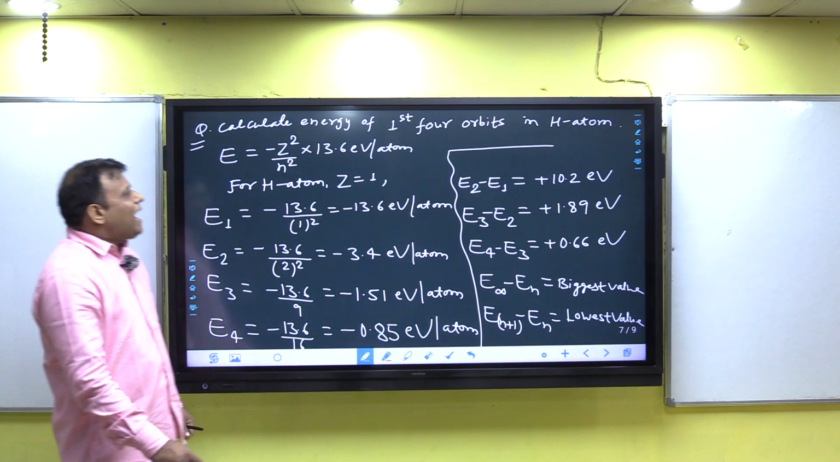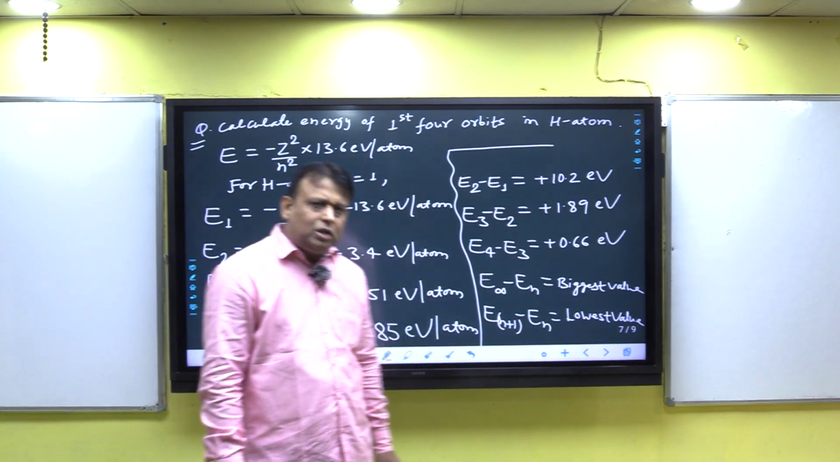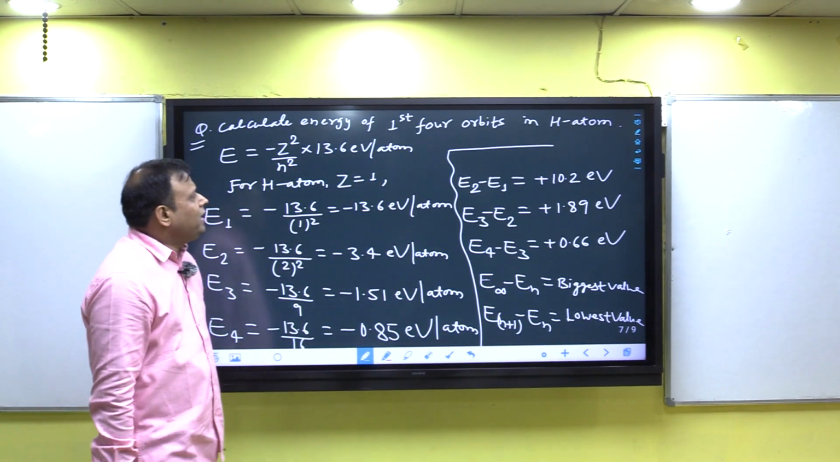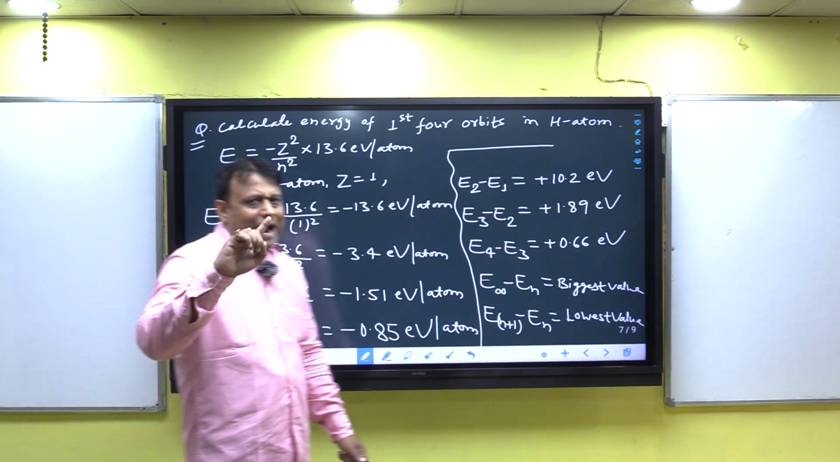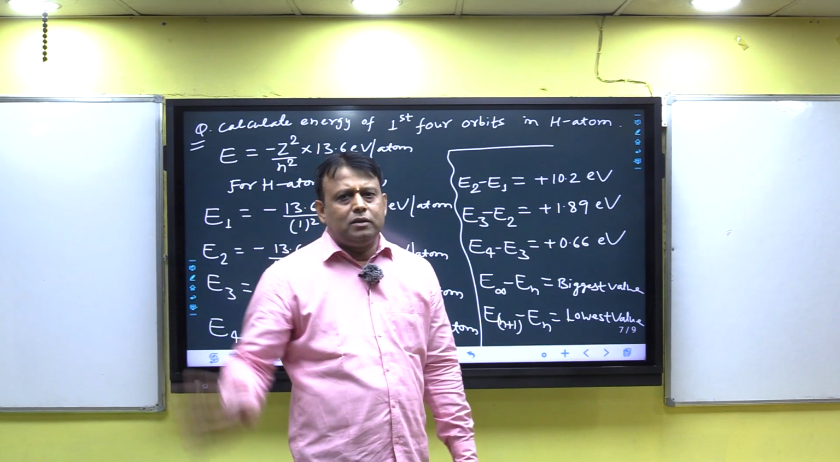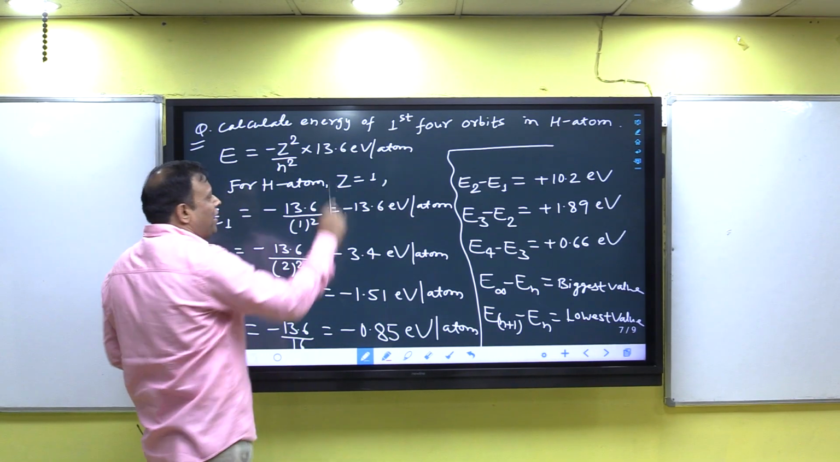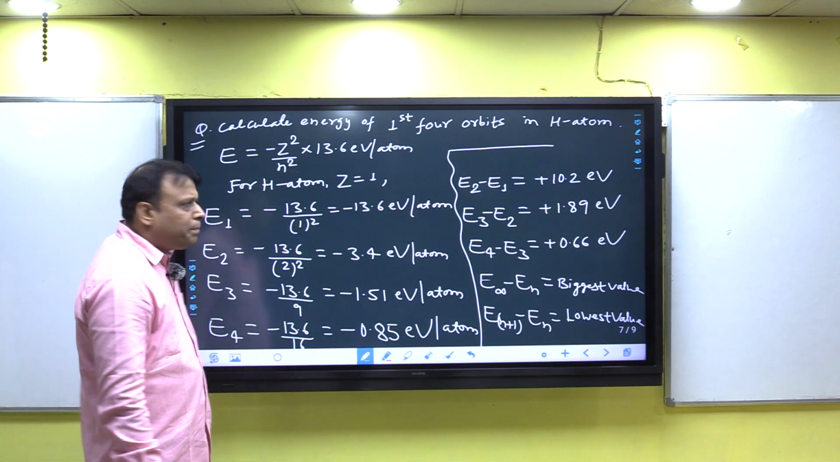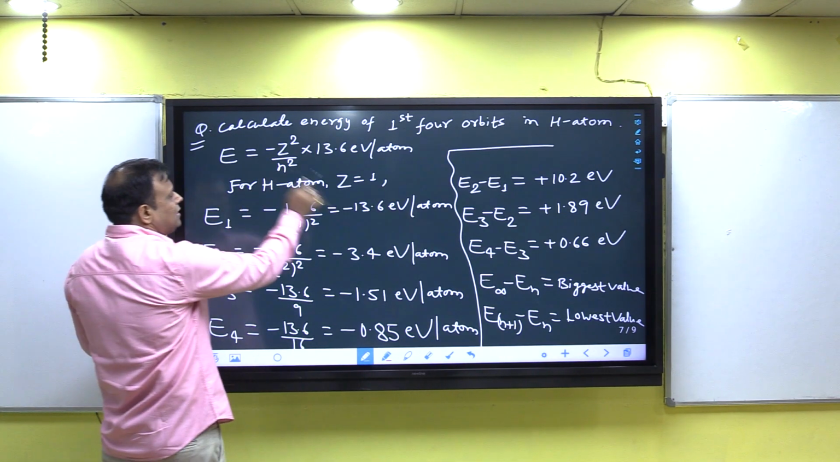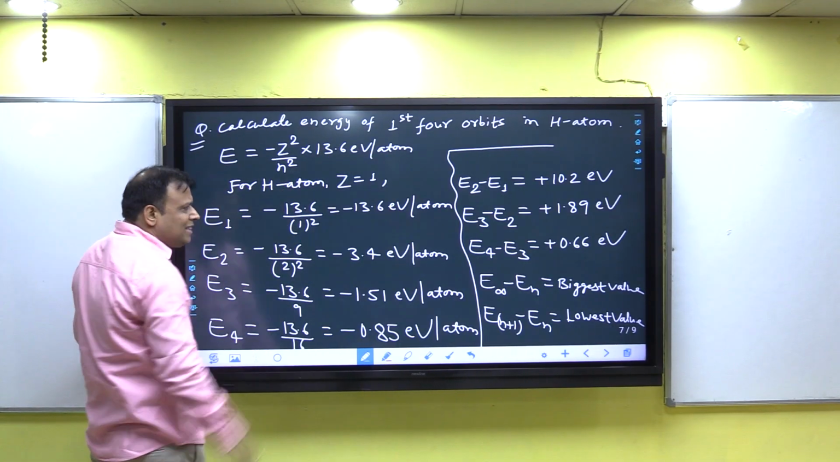Question: calculate the energy of the first 4 orbits of the hydrogen atom. We know that in the hydrogen atom, Z is equal to 1. The energy is equal to minus Z square by N square into 13.6 electron volt per atom. For hydrogen, Z is equal to 1, then the formula will be minus 13.6 by N square.